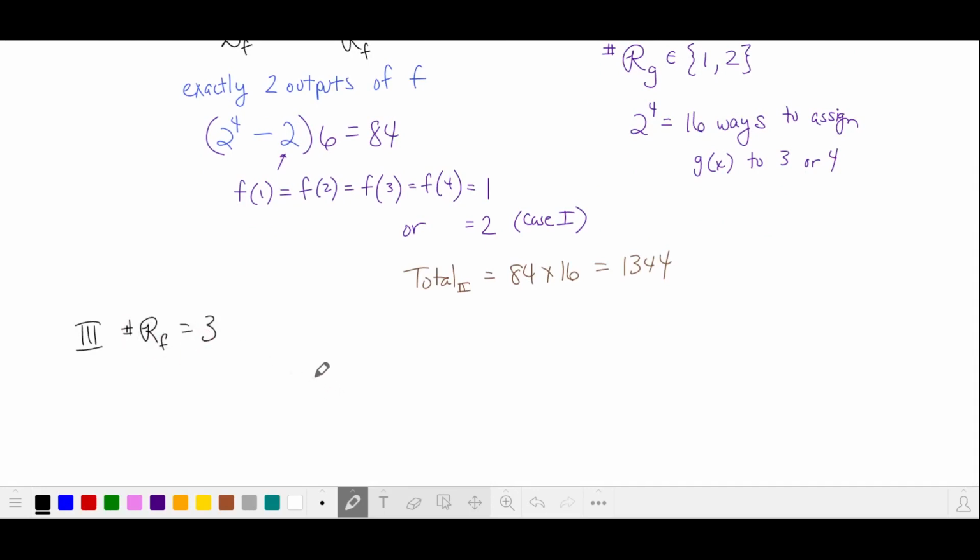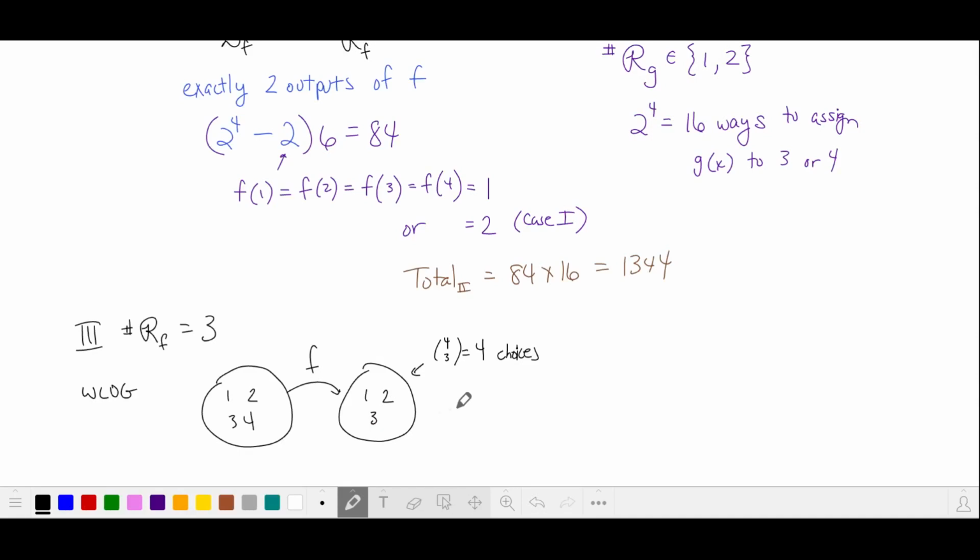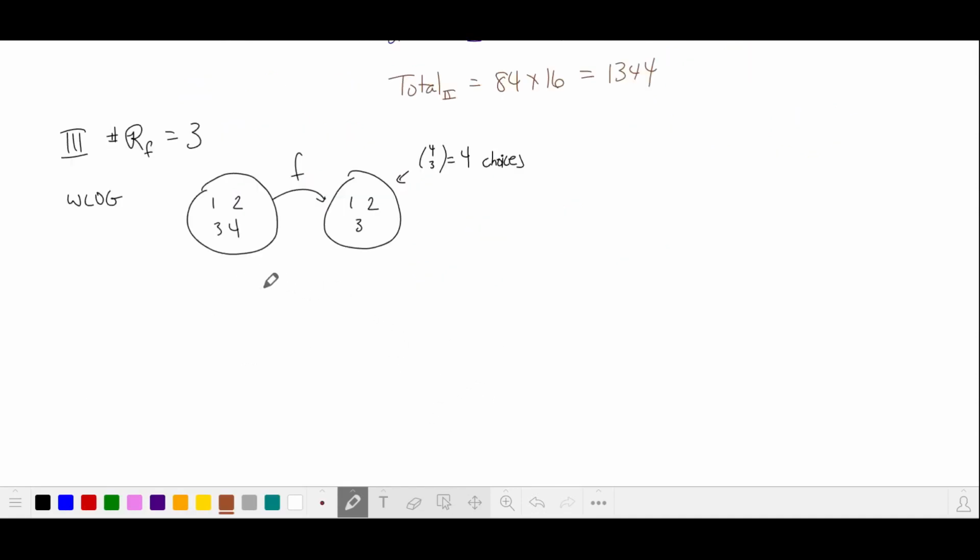We'll go on to case 3, where the number of elements in the range of F is exactly 3. For example, F can map these 4 numbers 1, 2, 3, 4 to 3 numbers, for example 1, 2, 3. In reality, there are 4 choose 3 or 4 choices for our 3 output values. We need to calculate the number of ways that we can assign these 4 functions to exactly 3 output values.